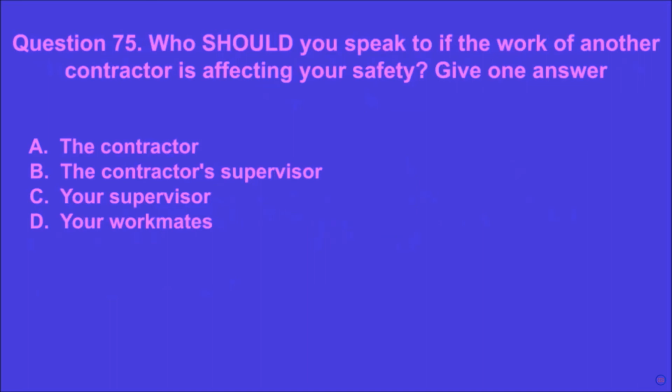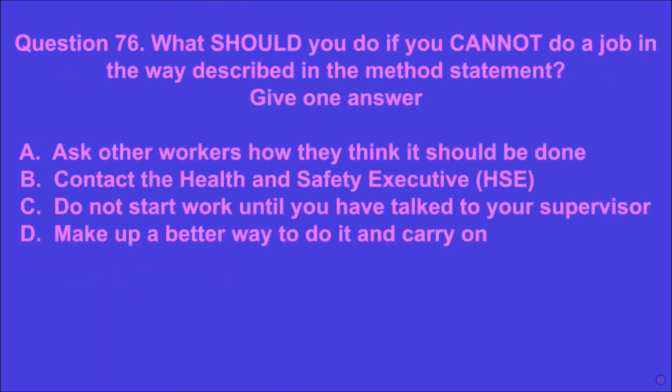Who should you speak to if the work of another contractor is affecting your safety? Give one answer. A. The contractor. B. The contractor's supervisor. C. Your supervisor. D. Your workmates. Correct answer is C. Question 76.